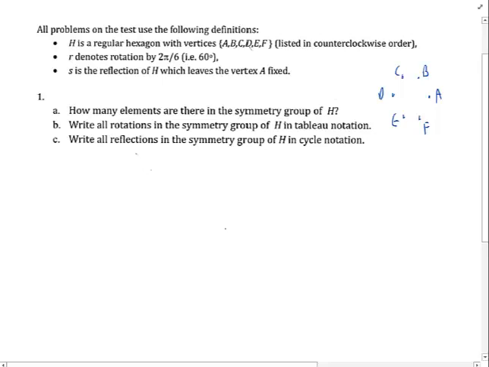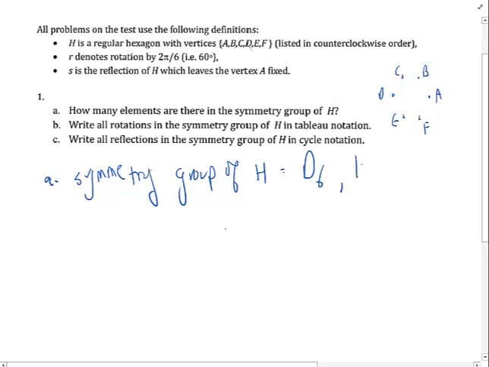So let's see, how many elements are there in the symmetry group of H? Now, this is a regular polygon with 6 sides. So the symmetry group of H is equal to D6, the dihedral group on 6 vertices, and the order of D6 is 12. So the answer to this one would be 12.